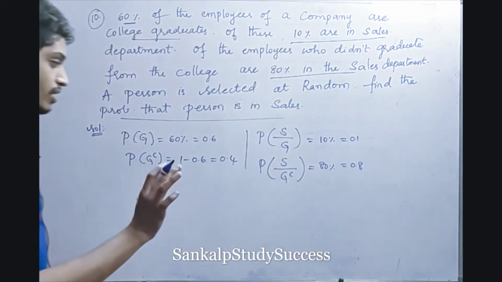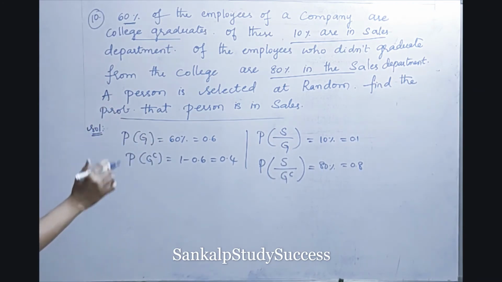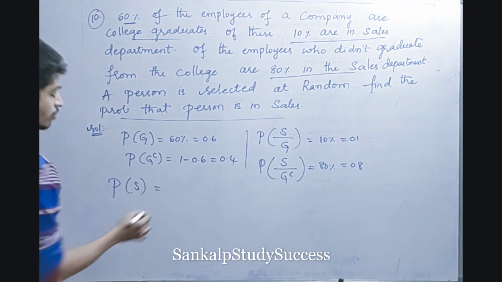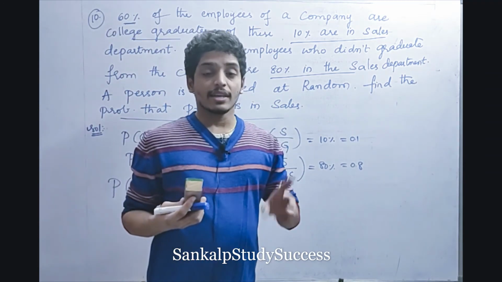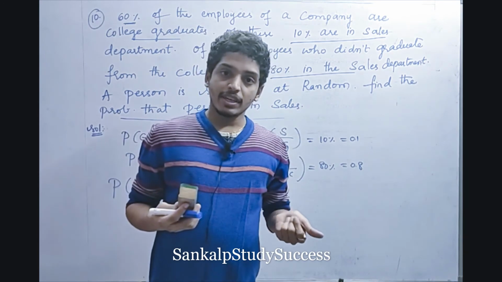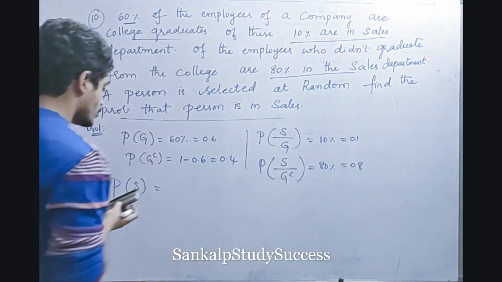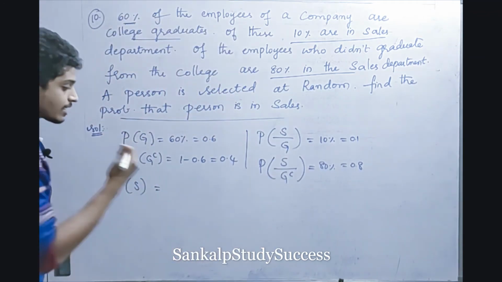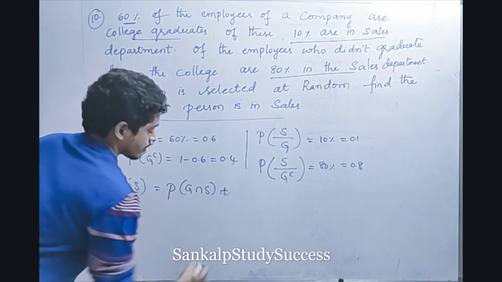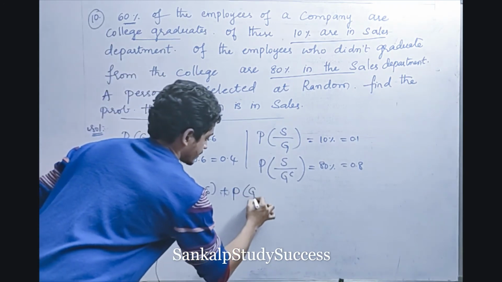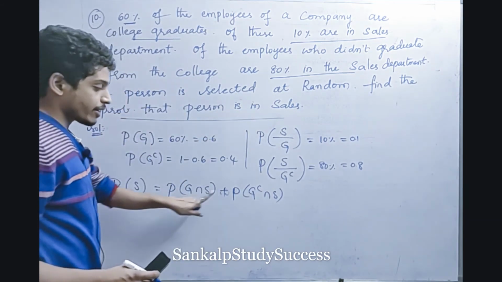Yes or no? So now what he is asking: a person is selected at random. Find the probability that the person is in sales. That means P of S is being asked. In the sales department there are only two types of workers, friends. One will be a graduated worker, another will be a non-graduated worker. So we can get a person who is either a graduate or a non-graduate candidate. If a person is selected from sales, definitely he might be a graduated or non-graduated person.